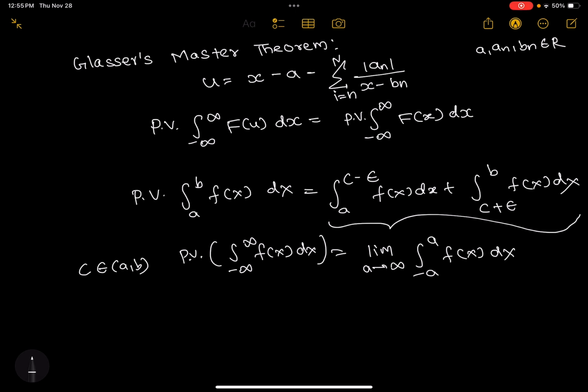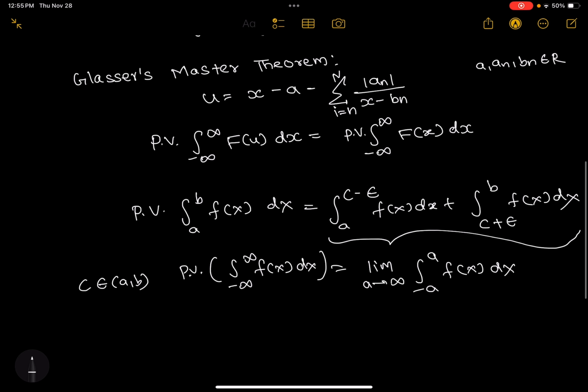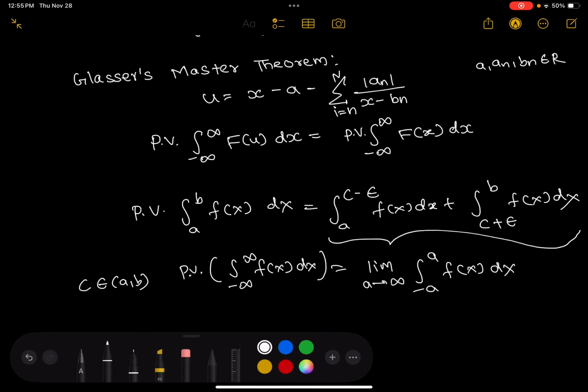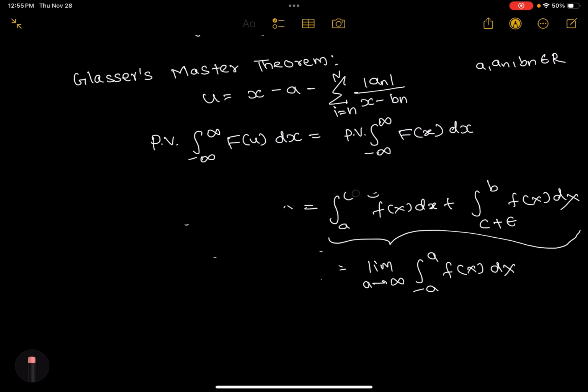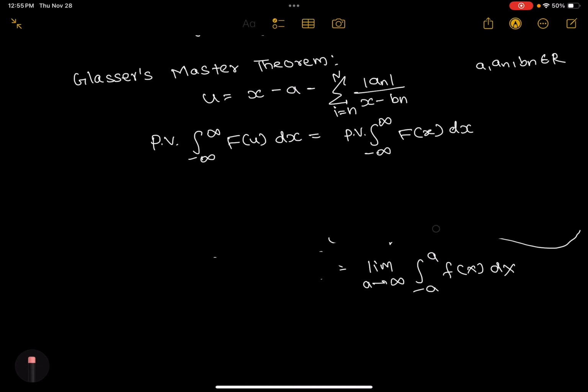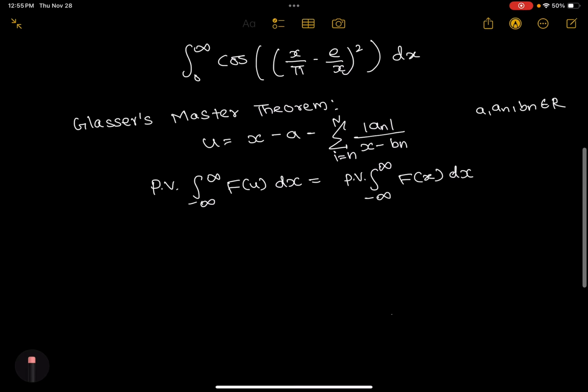But we understand it without the principal value. Now let me just rub these things out. We don't need this for now. I was just trying to show you what principal value actually is. It's just a way so that we can assign values to an integral even though it might seem to have a singularity at some point in between or something like that.